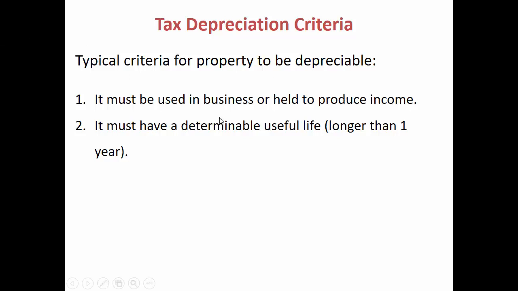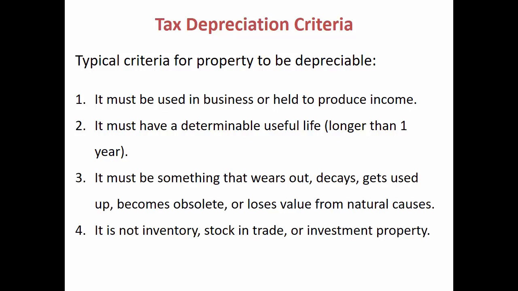The other factor here is that it has to have a useful life longer than a year. And so it's intended that depreciation is applied towards equipment and not towards consumable supplies. Things that are purchased with the intention of using up, like copy paper, you can't depreciate copy paper because it's not equipment. It's purchased with the intention that it's going to be used in a very short period.